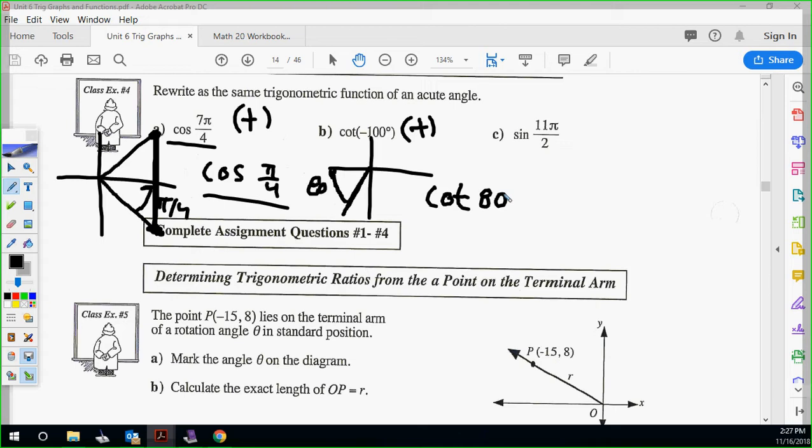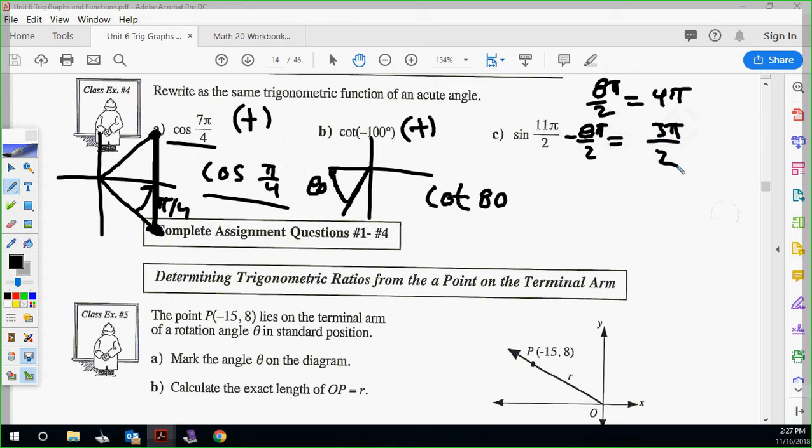So then sine of 11 pi over 2. Now this one's a little bit of a waste of time, because it's going around more than once. So 11 pi over 2. Let's see here. How many times? 4, 8, yeah. What I'm doing right now is 8 pi over 2 equals 4 pi. That's how many times around. That's twice. So I'm going to subtract 8 pi over 2 from this.